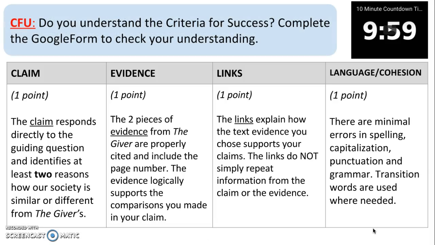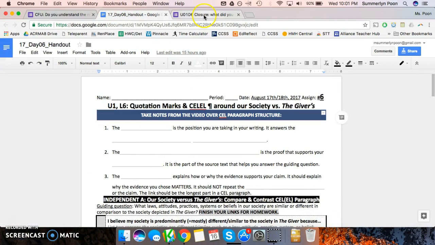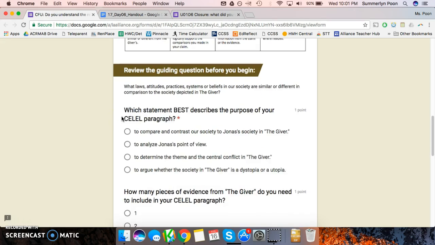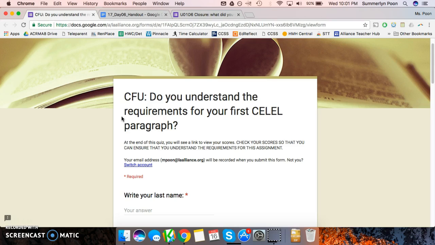Do you understand the criteria for success? You should complete the Google form to check your understanding, and also make sure that you check your answers after you completed it to clear up any misunderstandings that you may have had. You can find the CFU on the digital agenda where it says CFU in red letters. Thanks, and good luck.